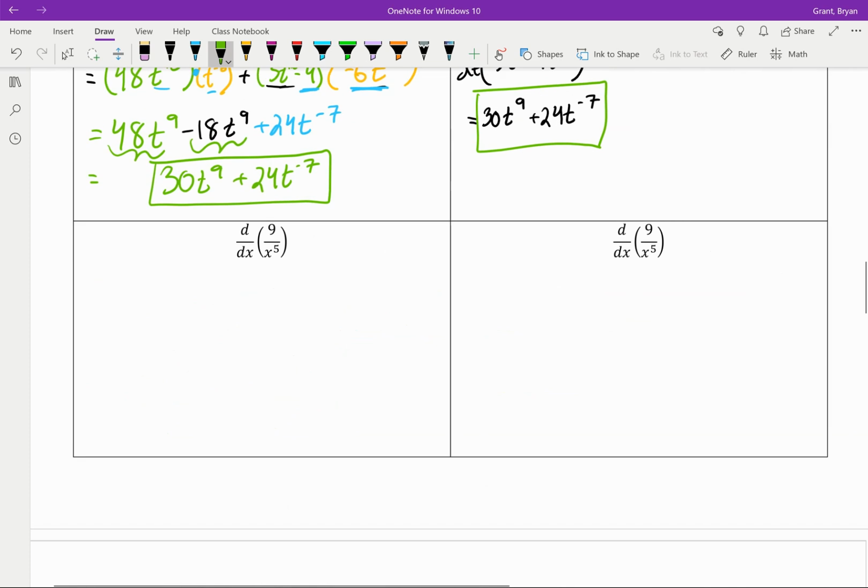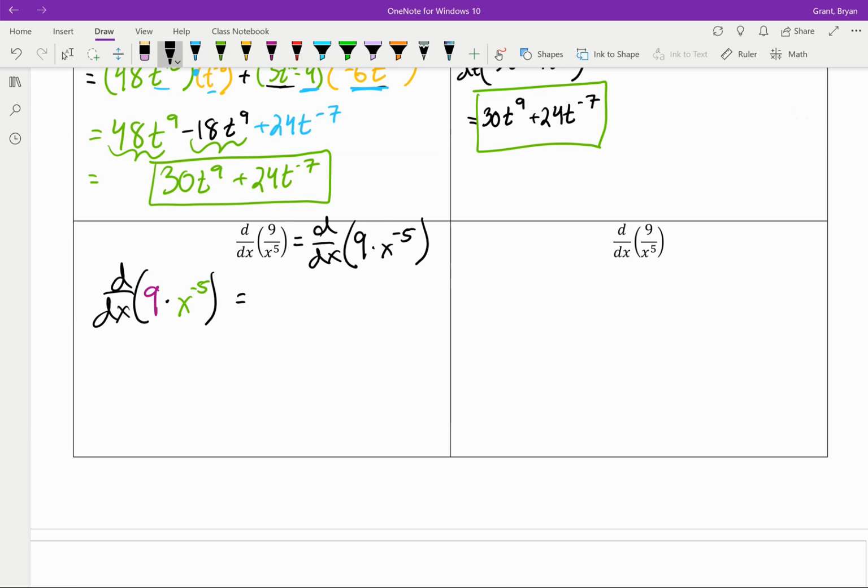One more, though. d/dx of 9 over x to the 5th. Okay, well, product rule, that's what this left column is for, I think. So we should probably rewrite this so there's actually a product here instead of division. And to do that, we bring x to the 5th up, but change the power. Now, I am going to rewrite this one more time so that we can work underneath. d/dx of 9, here's our function f, times x to the negative 5th. Well, f and g, here we go.